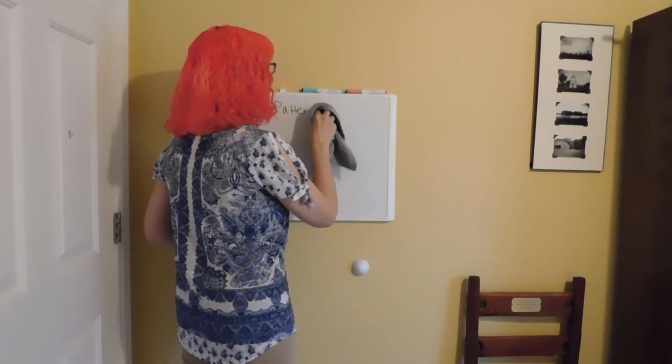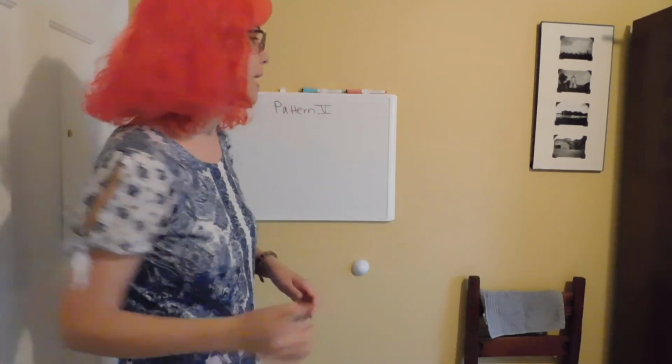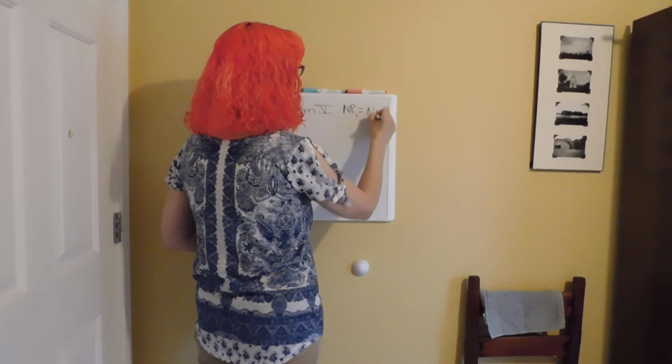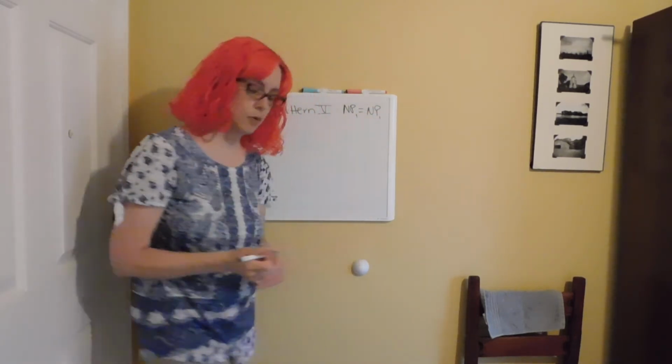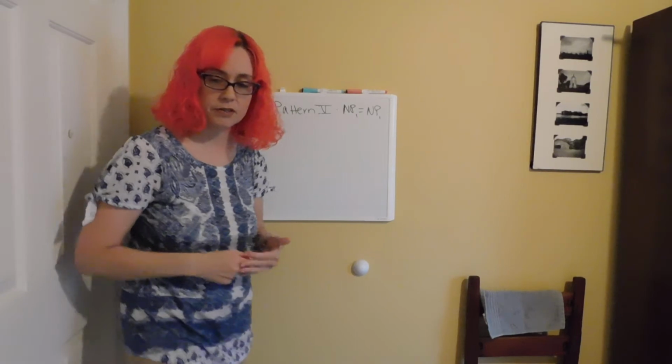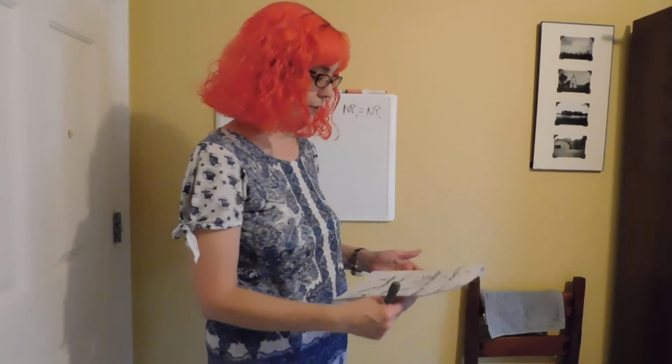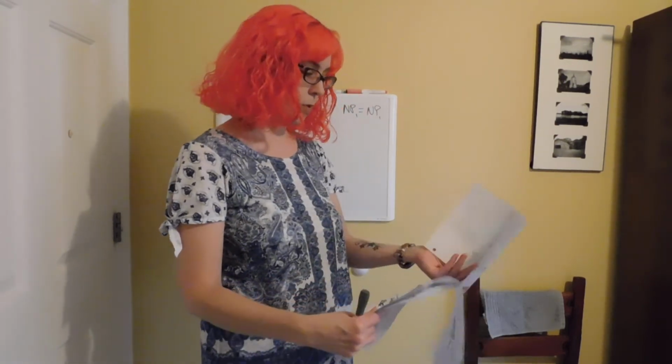Alright, let's talk about pattern 5. In pattern 5, just like pattern 3, you're going back to your noun phrase. NP1 equals NP1. In other words, the noun in the subject of the sentence is the same thing as the noun in the predicate. Remember what page I put my notes on.